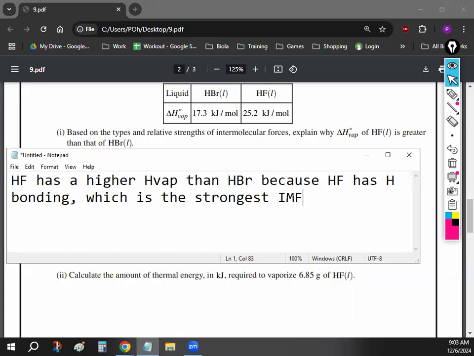Yeah, something like that's great. So we can put a concise: HF has H bonding. That's the reason why. And then you can just say that H bonding is the strongest intermolecular force, which requires the most energy to break. That's it. Something along those lines. Again, keeping concise would be helpful, but you do want to cover all your bases. Okay, but the big thing is hydrogen bonding.